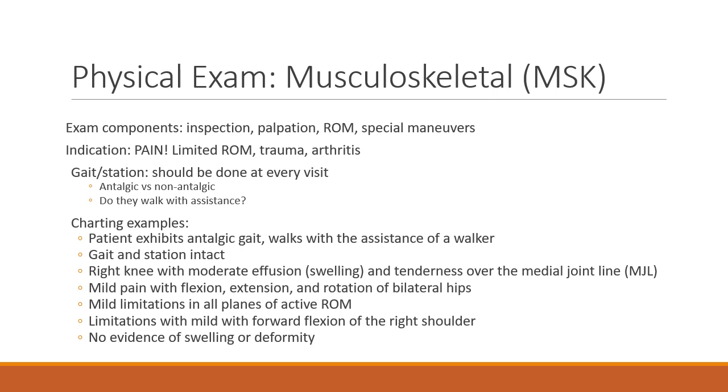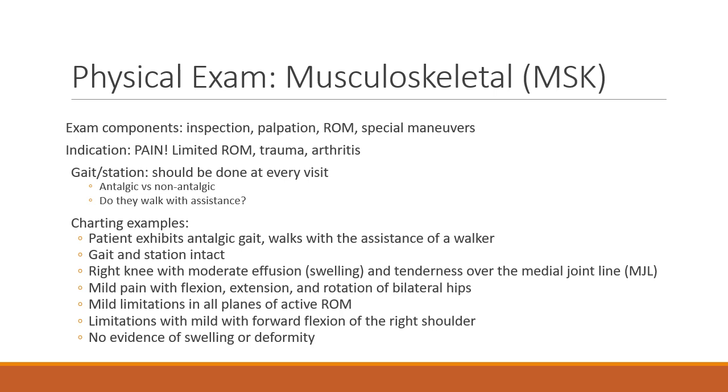Gait and station falls under the MSK category as well, and you'll see this on the chart. Gait refers to how the patient is walking, and station refers to standing. A normal gait is effortless with the arms moving normally, swinging at the sides. So you want to look for this as well as a disturbance of posture, balance, loss of arm movement, or any abnormal leg movements. A gait that is unstable is termed ataxic. And an antalgic gait is a gait that develops as a way to avoid pain while walking. Antalgic literally means against pain.